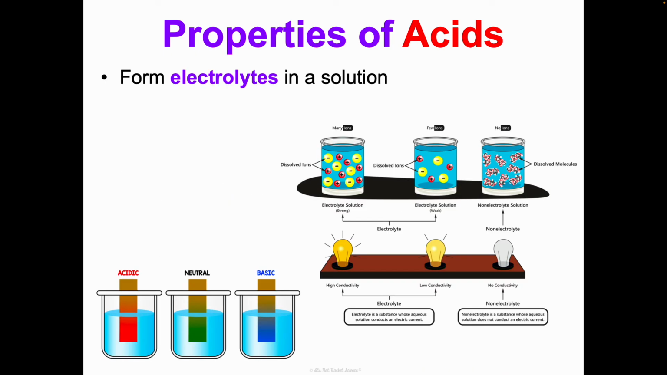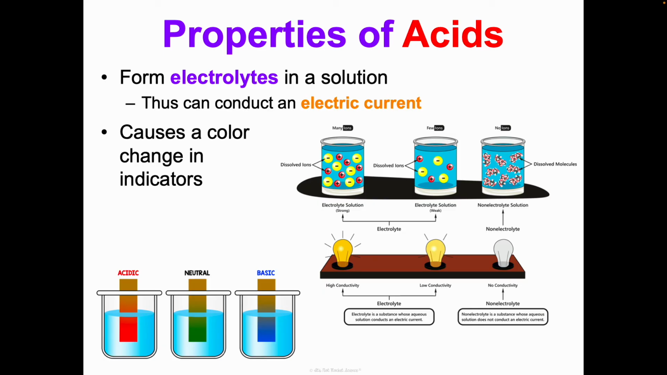And then we also see that acids form electrolytes in a solution, and thus they can typically conduct an electric current. They also cause a color change in indicators. For example, there's a ton of different types of indicators. Hopefully we can explore some of those in class together. But one example is pH paper: in a neutral solution like water, it's a yellowish green. But the more acidic solutions will give red shades. So oranges and reds are the acidic shades that we see with the pH paper.